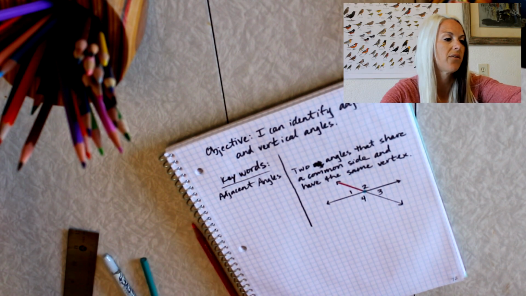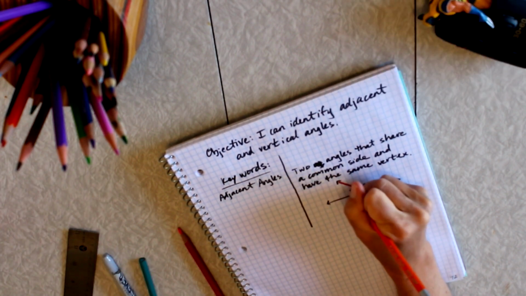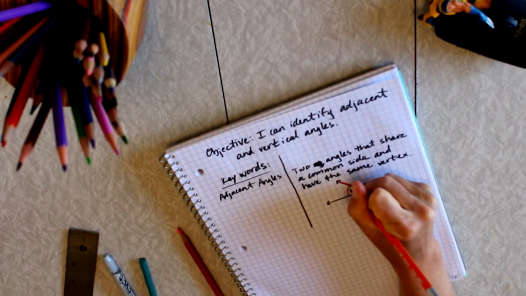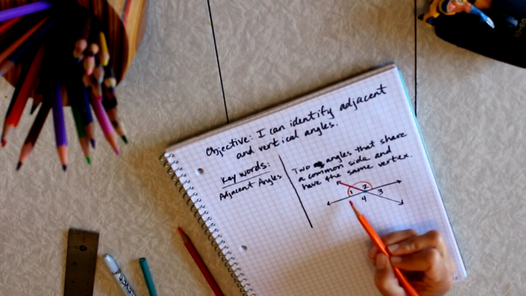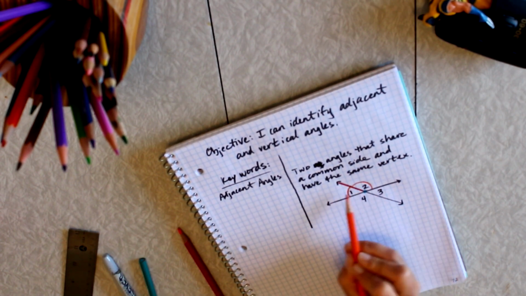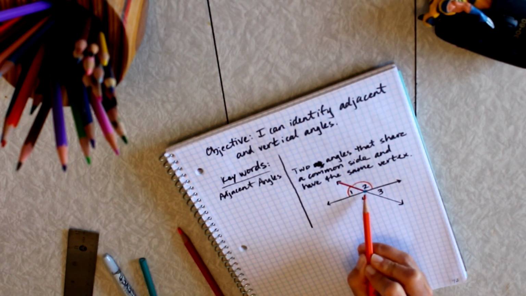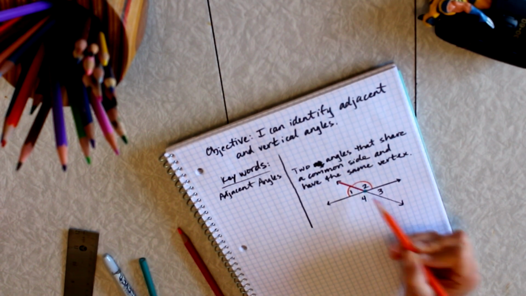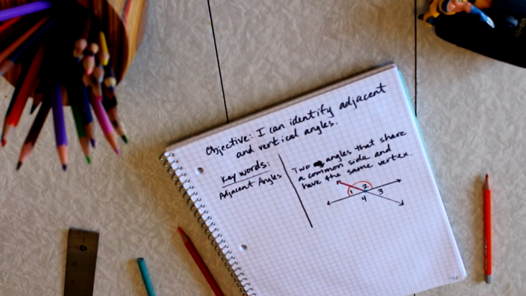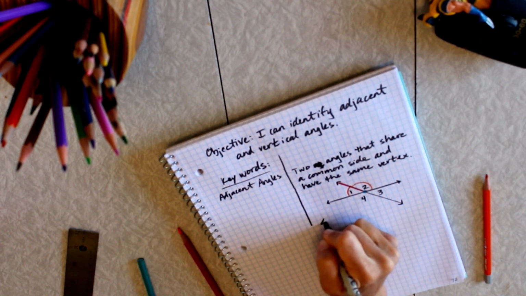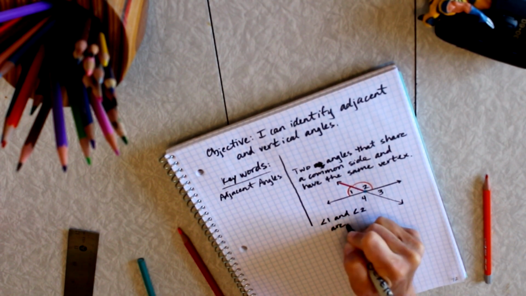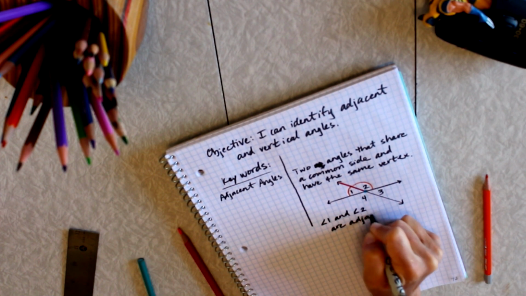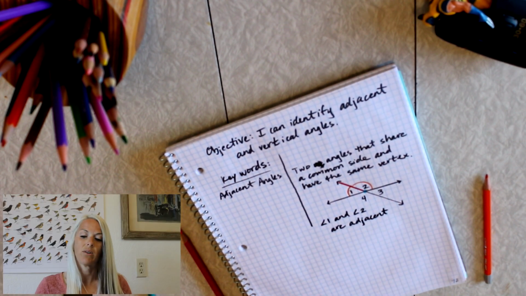So let's kind of highlight those two angles to see. And maybe we'll use even a different color for that. So that angle and that angle right there. So we've got angles 1 and angle 2. They share the same side and they have the same vertex. So we're going to go ahead and write that down. Angles 1 and 2 are adjacent. So angle 1 and angle 2 are adjacent.